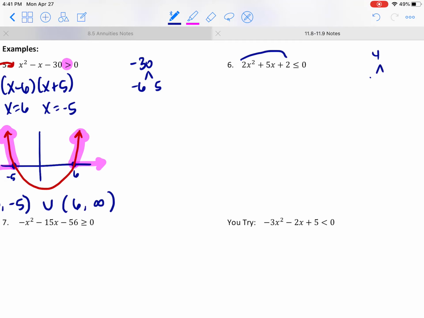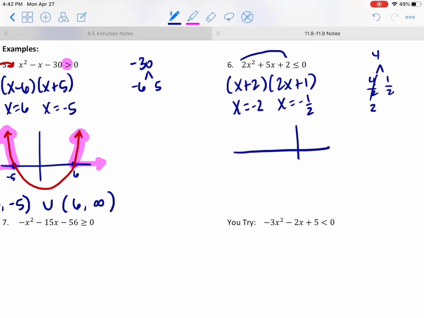Okay. All right, let us try that again. So in this next one, we're going to factor: 2 times 2 is 4. Factors of 4 that make 5 would be 4 and 1. This time we have to divide them by 2, and that reduces. So this is going to factor into an x plus 2 and a 2x plus 1, which means my solutions, if this were an equation, would be negative 2 and negative 1/2.